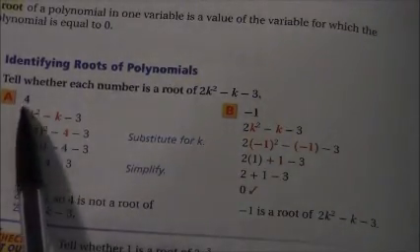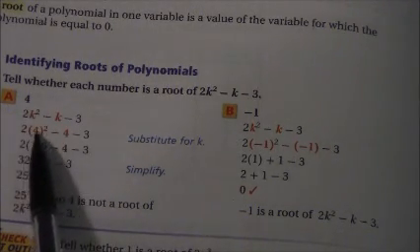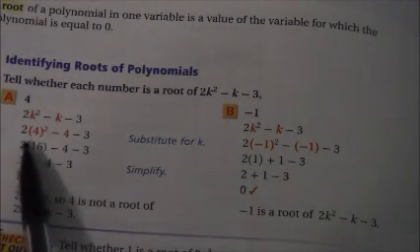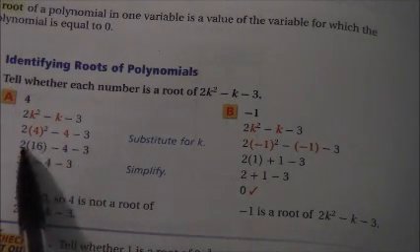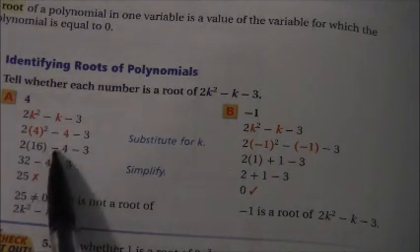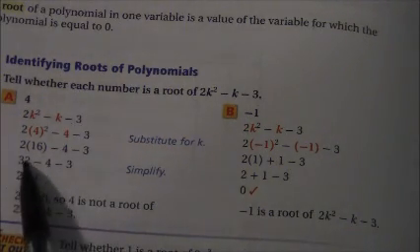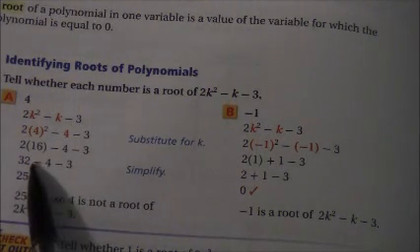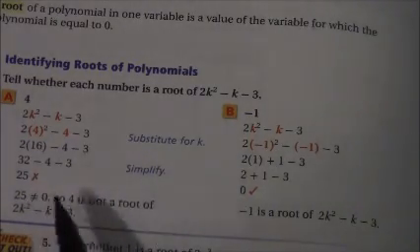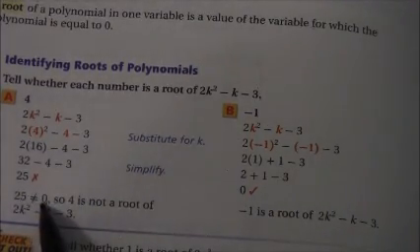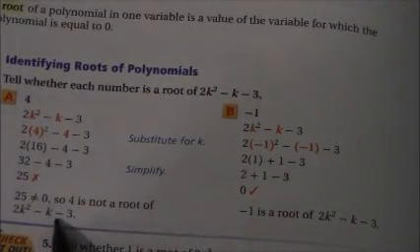So in here, they give you a number, 4. You plug in 4 for k, and you get 2 times 16, because 4 was squared, minus 4 minus 3. So then you get 32, because 2 times 16 is 32, minus 4 minus 3. That gives you 25, because 32 minus 4 is 28, and minus 3 is 25. So 25 is not equal to 0. So 4 is not a root of 2k squared minus k minus 3.